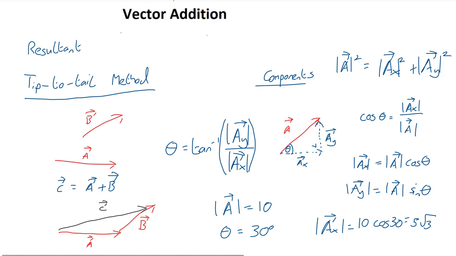If we instead wanted to subtract two vectors, for example, if we wanted to work out B minus A, what we would do is first flip A. Flipping A turns A into minus A. We would then add B to minus A to get B minus A.